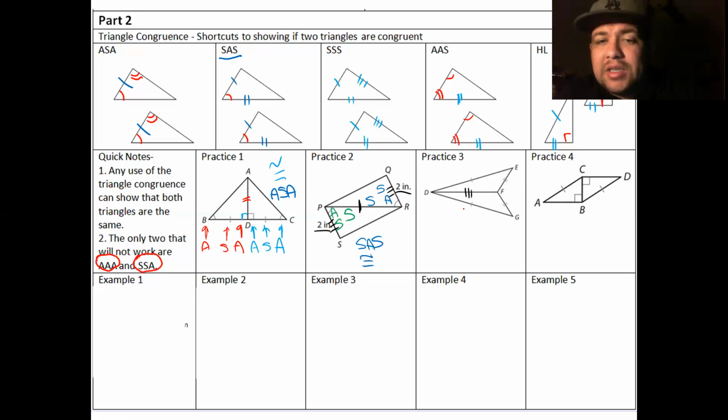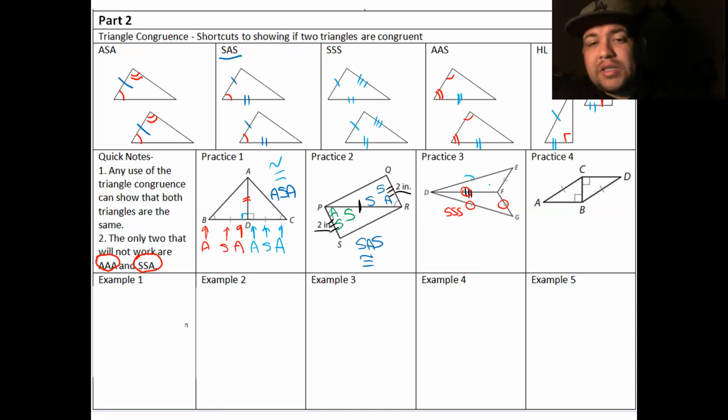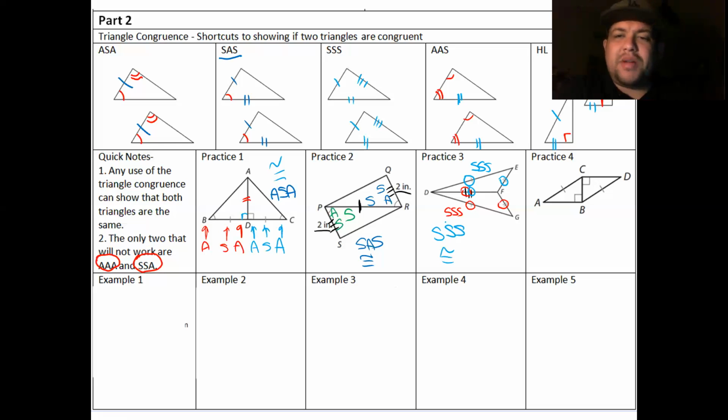I'm looking at these. I do have a side, side, side congruent. So this one is definitely side, side, side. And looking at the other case up above it, we're looking at a side, side, side. So they both share congruent markings. They correspond to those parts. And we're done here. We can say that they're congruent by side, side, side.